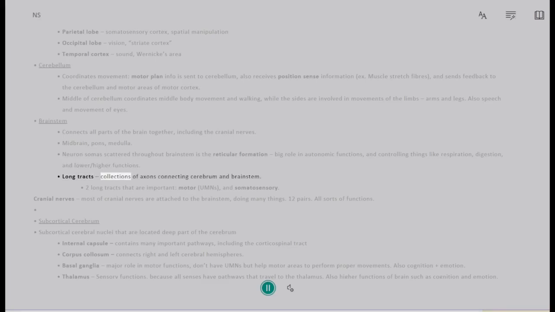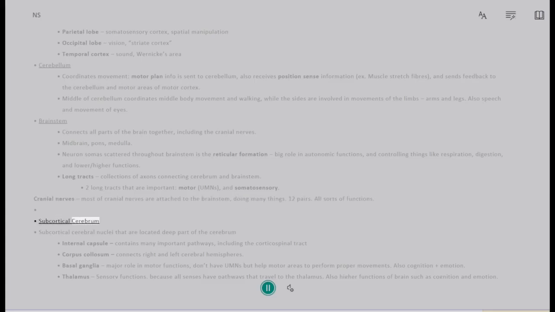Long tracts, collections of axons connecting cerebrum and brainstem. Two long tracts that are important: motor, UMNs, and somatosensory. Cranial nerves: most of the cranial nerves are attached to the brainstem, doing many things. 12 pairs. All sorts of functions.